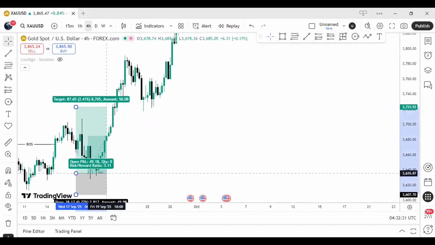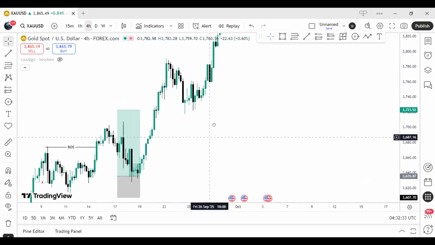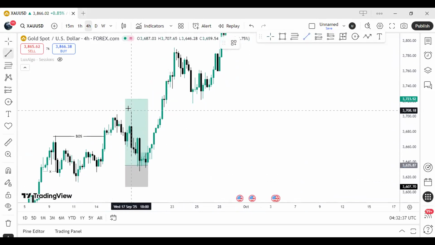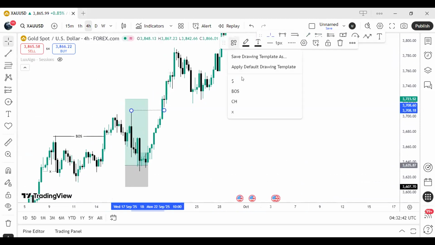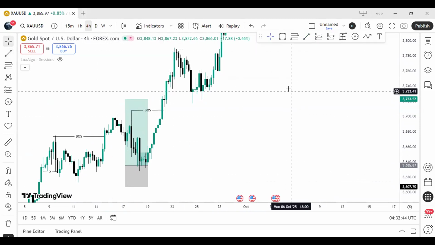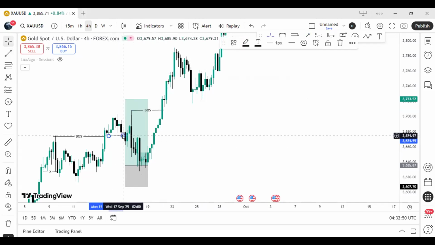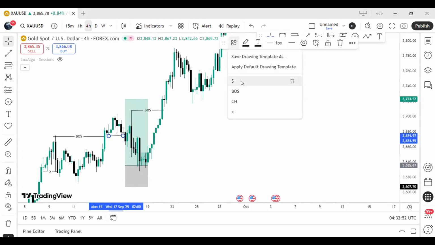The same way, on this second confirmation here, there was another break here. This was a break of structure. Why? Because price has already taken out an inducement. There's an inducement being taken out here.